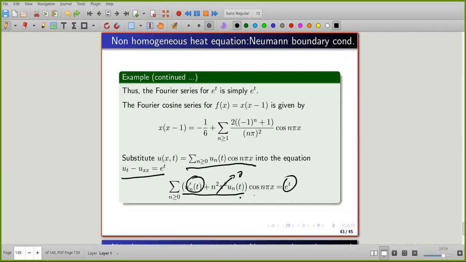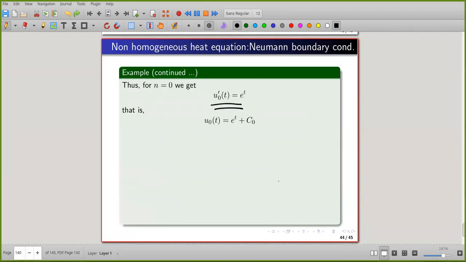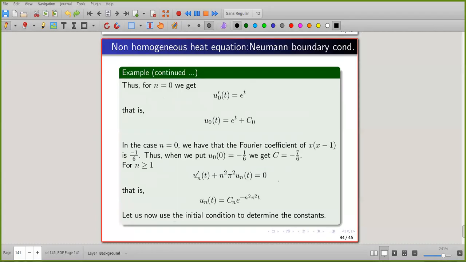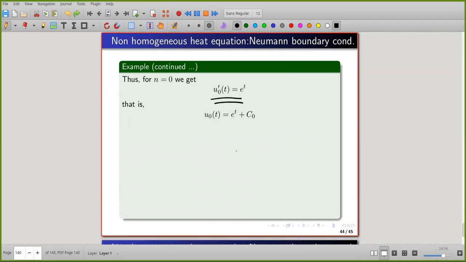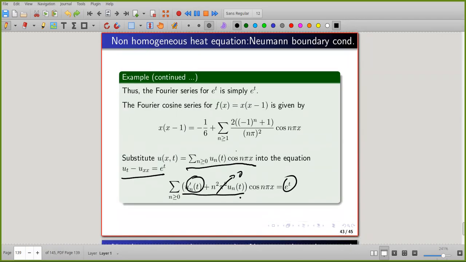And for n positive, we have, okay, I've written it like this. But what about for n greater than or equal to 1? Okay, let's finish the n equal to 0 case first. That's how I've done it.